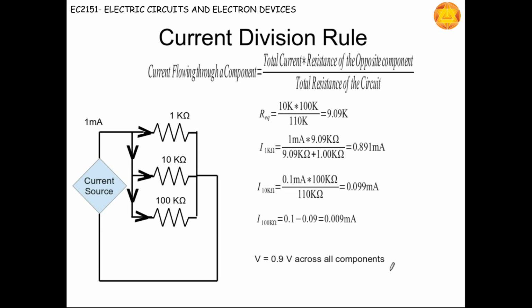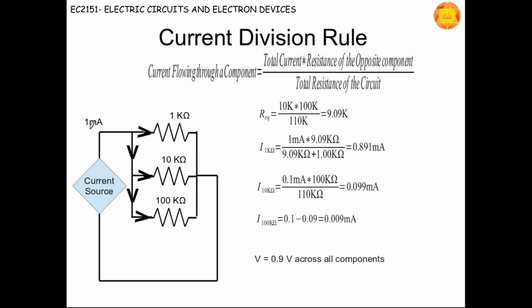Next is the current division rule. The current division rule is used to calculate the current flowing through a component. The formula is total current times the opposite resistance. Make sure that to calculate the current, we use the resistance of the opposite component, right?